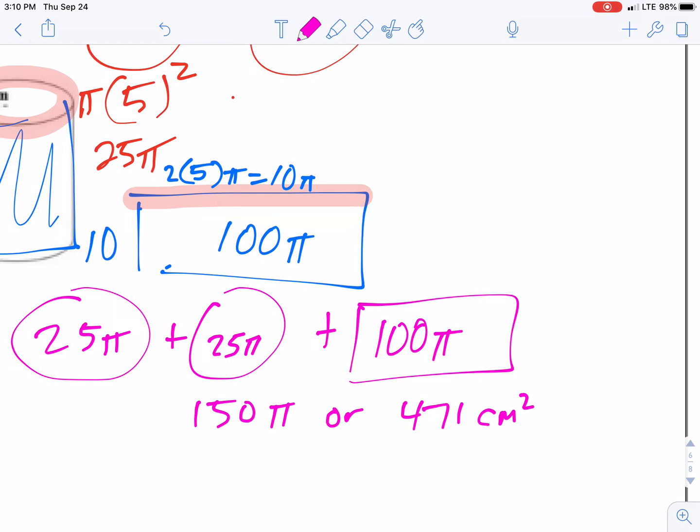I like to just leave everything in terms of pi, so I'm not looking at any of these decimals or fractions, anything like that. It's just nice numbers that I can add together. We can treat pi like a variable and do 25 plus 25 plus 100 to get 150 pi, and then multiply it out at the end. I'm good with either way.